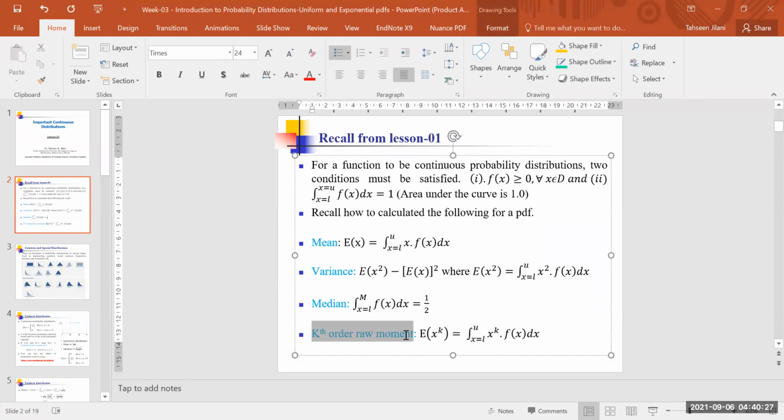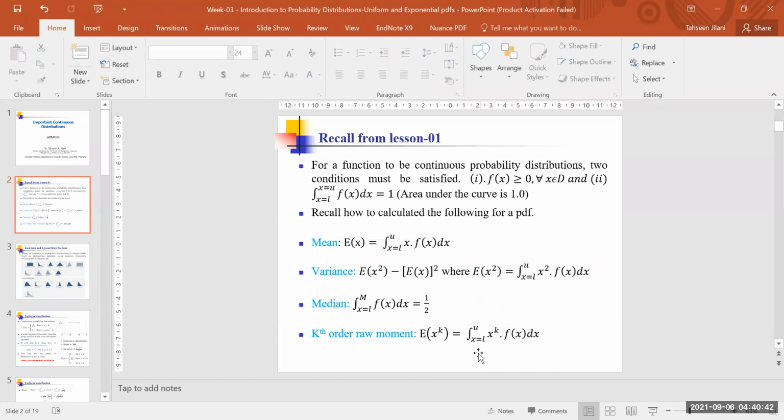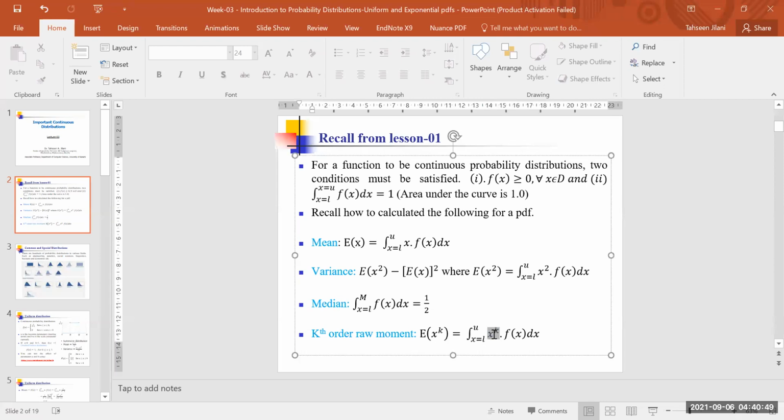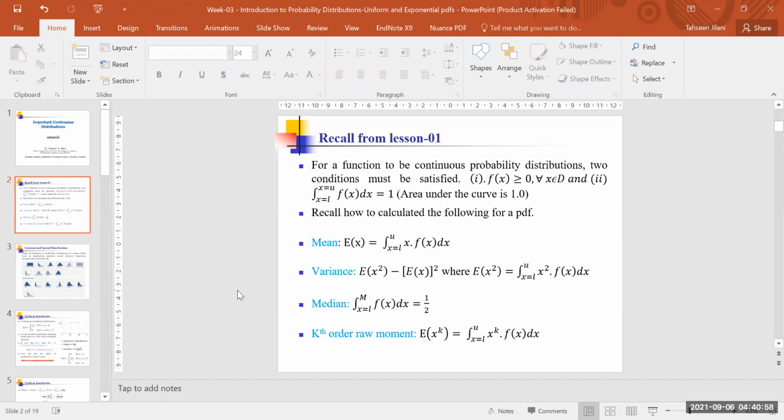The kth order raw moment we studied in the first lesson, that we can calculate in place of power x equals 1. In place of calculating expectation of x square, we can directly calculate expectation of x power k, which means we have to integrate from the lower limit to the upper limit x power k f(x) dx. Just replace x with x power k. These are the things that we studied in our previous classes.